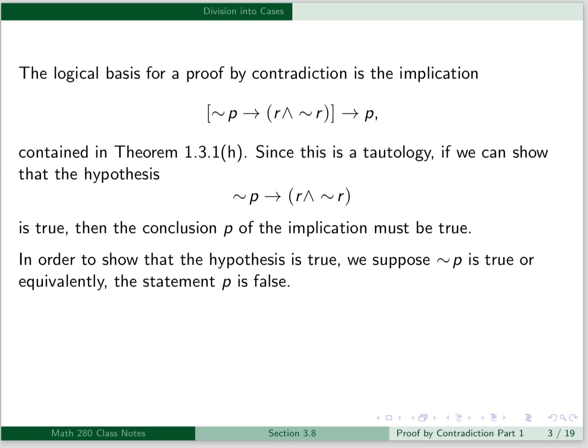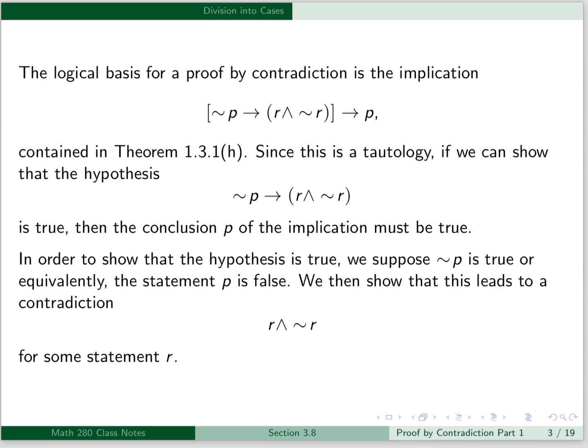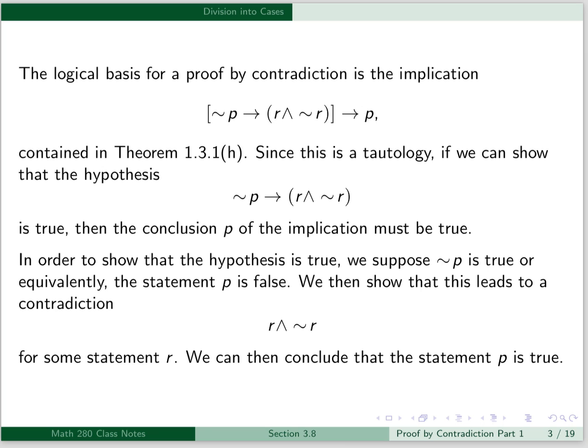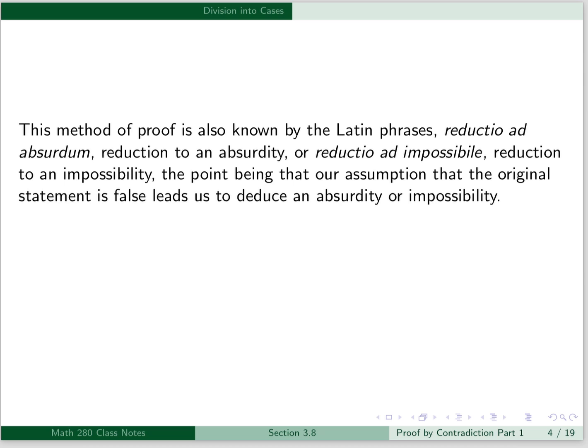In order to show that the hypothesis is true, we suppose not P is true, or equivalently the statement P is false. We then show that this leads to a contradiction, a statement of the form R and not R for some statement R. We can then conclude that the statement P is true. This method of proof is also known by the Latin phrases reductio ad absurdum, reduction to an absurdity, or reductio ad impossibile, reduction to an impossibility. The point being that our assumption that the original statement is false leads us to deduce an absurdity or impossibility.